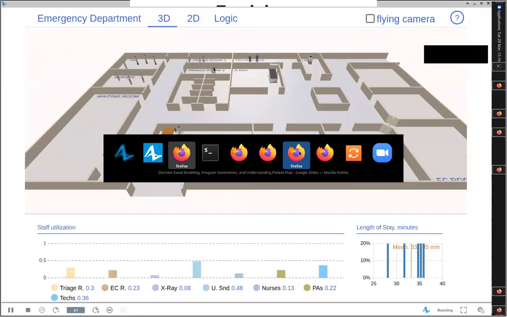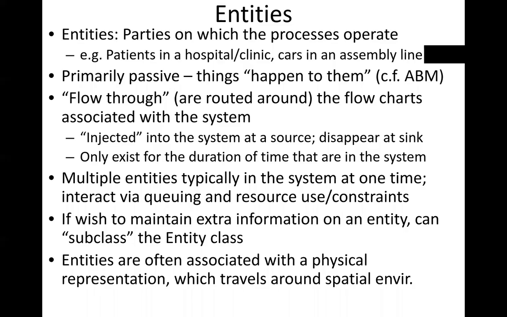Okay, so let's hop back to the slides here. So the entities are treated predominantly passively. Things happen to them. The processes operate upon them. They flow through the system. They are injected into the system at a source, and they disappear at the sink. They only exist for the length of time that they're in the system.